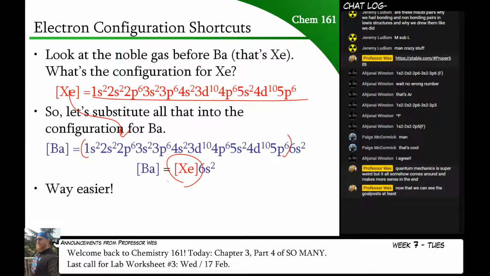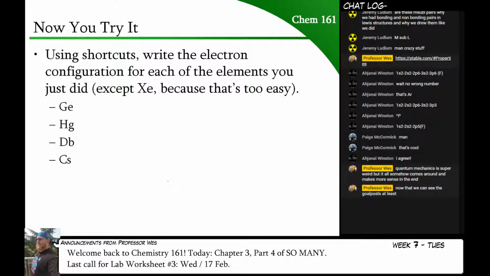So now, instead of drawing, here's the same elements, minus xenon. I took xenon out of there. Here's the same elements that I had on the previous exercise. What I want you to do is write out the electron configuration, but use the shortcut. Use the shortcut method by referencing the noble gas that comes before it.